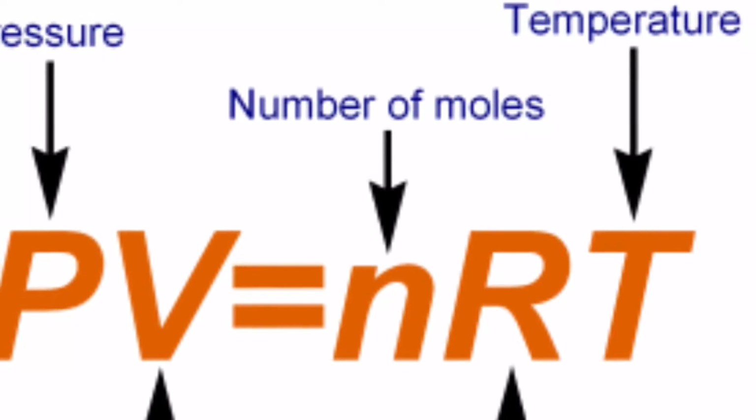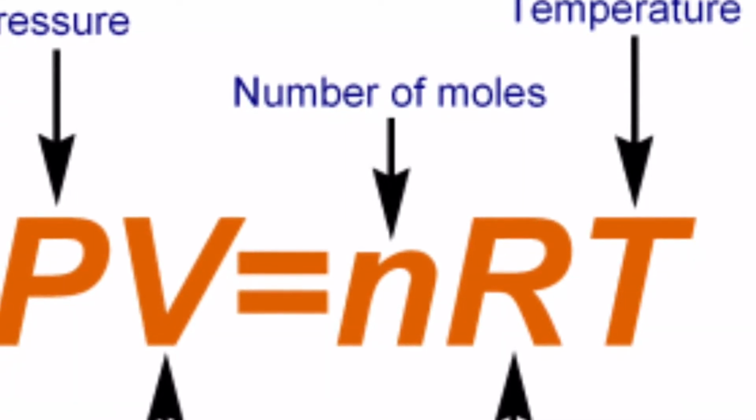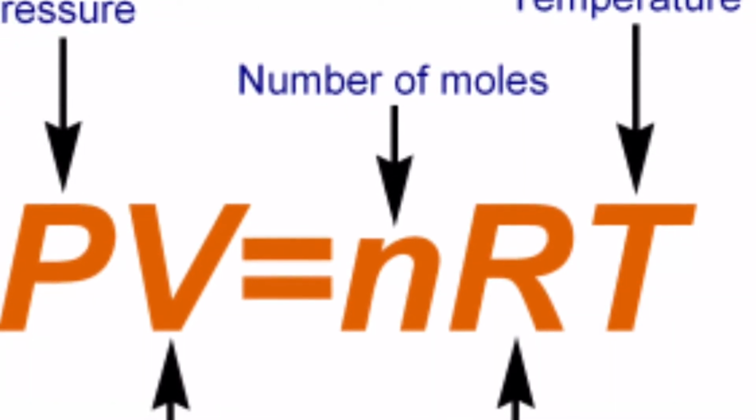The ideal gas law is the equation of state of a hypothetical ideal gas. It is an approximation of the behavior of many gases under many conditions. 1 mole of an ideal gas will occupy 22.4 liters at STP.